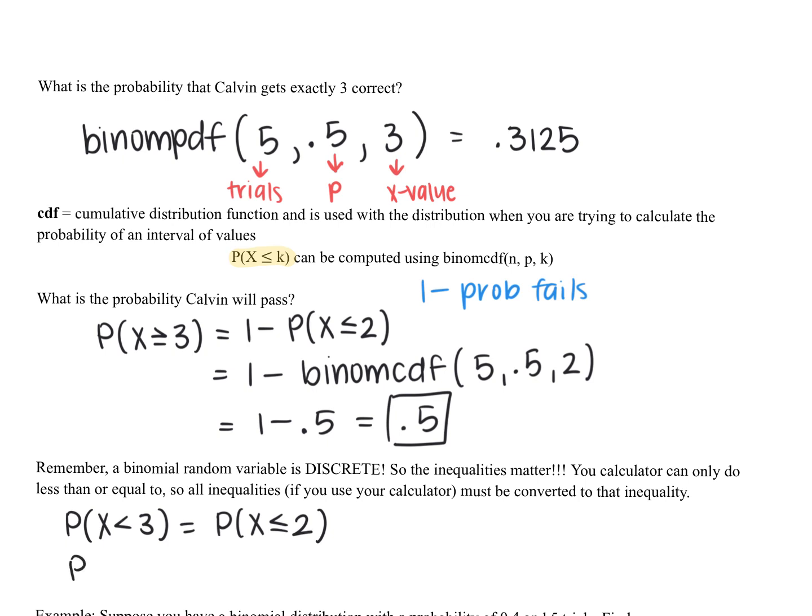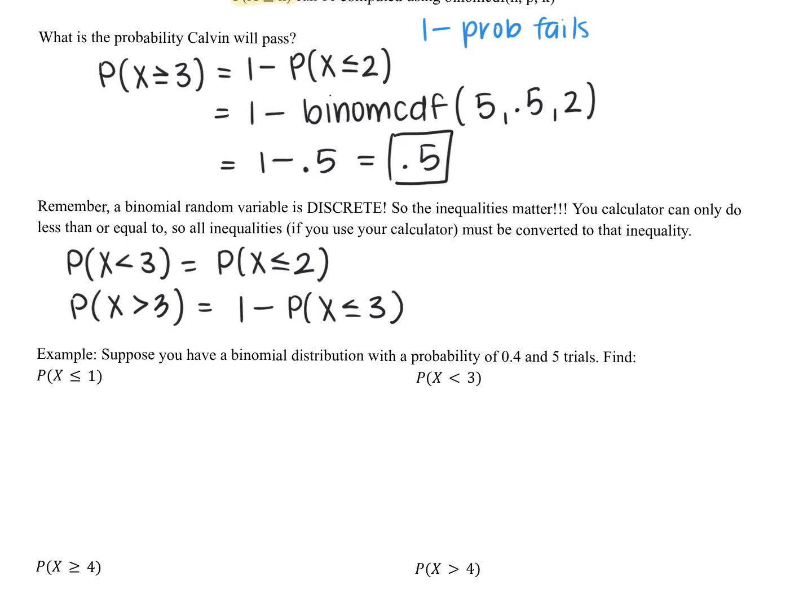On the reverse side of things, if I had looked at the probability x is greater than 3, that becomes 1 minus the probability x is less than or equal to 3. So if it's a strictly greater than, you have to do 1 minus and it actually stays the same number and it becomes less than or equal to. So make sure you're paying attention to your greater than, less than, or equal tos when you do it in the calculator.